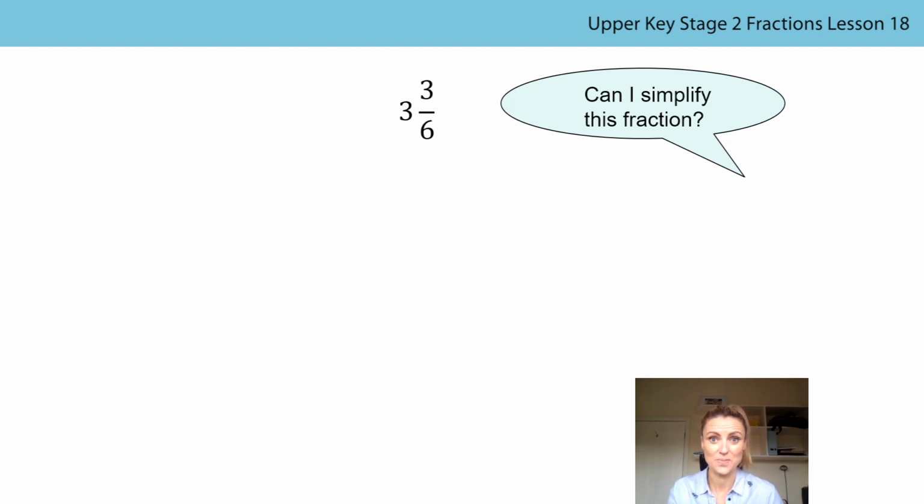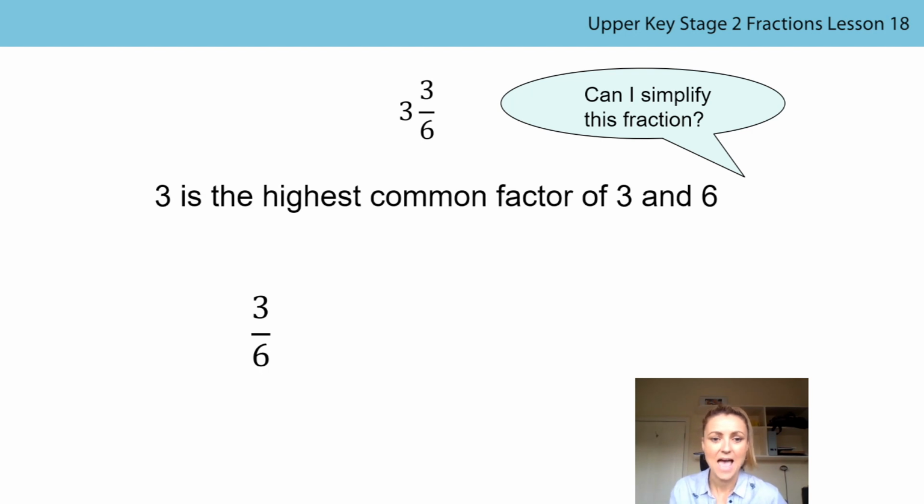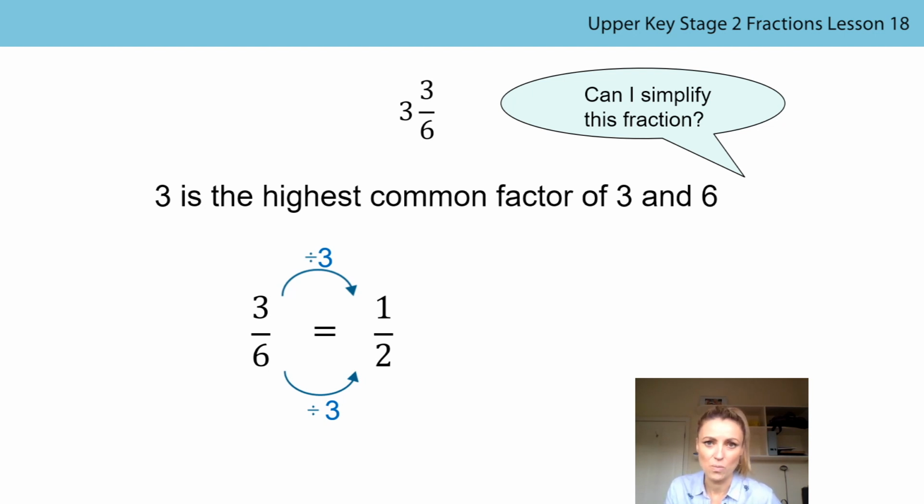So what did you come up with? You will have remembered, I'm sure, that we don't simplify whole numbers, so we can just leave the 3 for the moment and focus on the fractional part of 3/6. Looking at 3 and 6, I can see that 3 is the highest common factor, and therefore I'm going to divide both the numerator and the denominator by 3. Doing that gives me an equivalent fraction of 1/2. So bringing back my 3, I know that 3 and 3/6 is equivalent to 3 and 1/2.